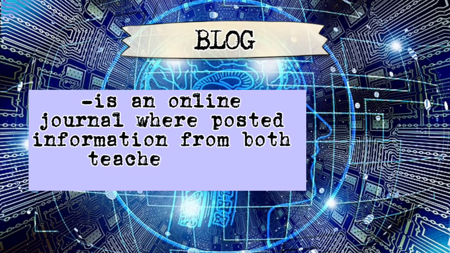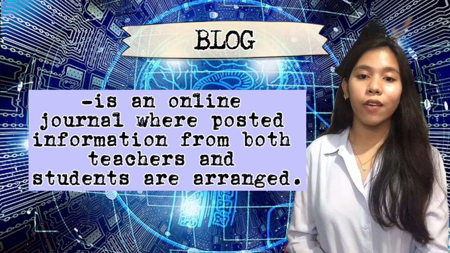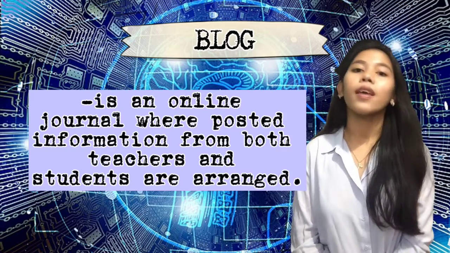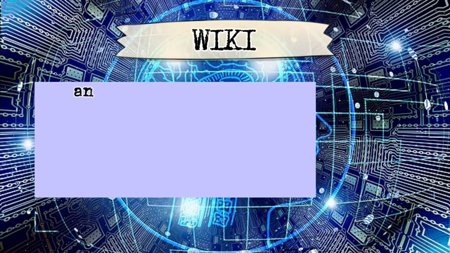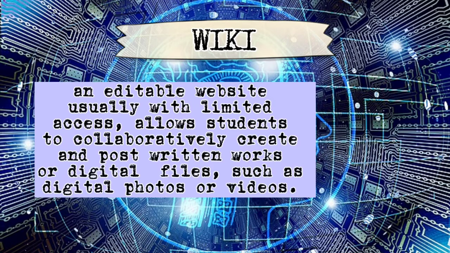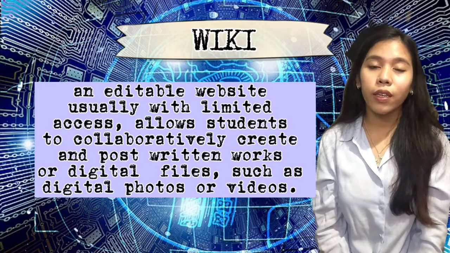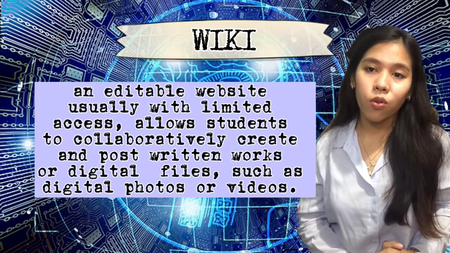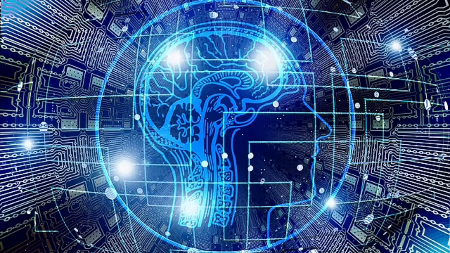A blog is an online journal where posted information from both teachers and students is arranged. A blog is a regularly updated website, and it consists mostly of words and pictures. A wiki is an editable website, usually with limited access, that allows students to collaboratively create and post written works or digital files such as digital photos or videos. A wiki is editable by everyone, and some say it's not reliable because everyone can go and edit it.